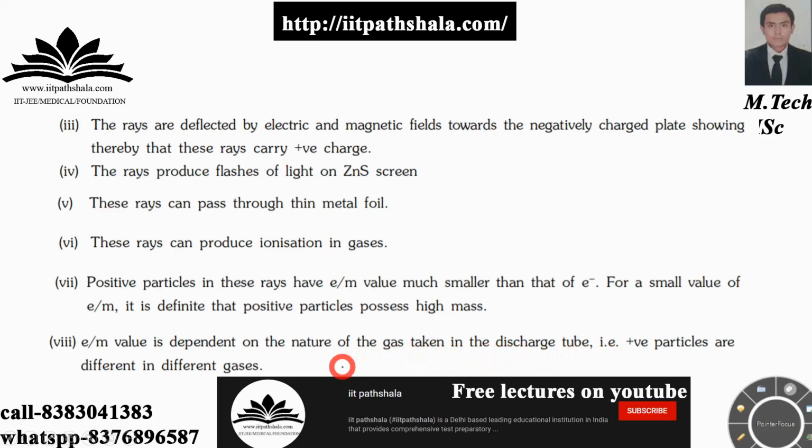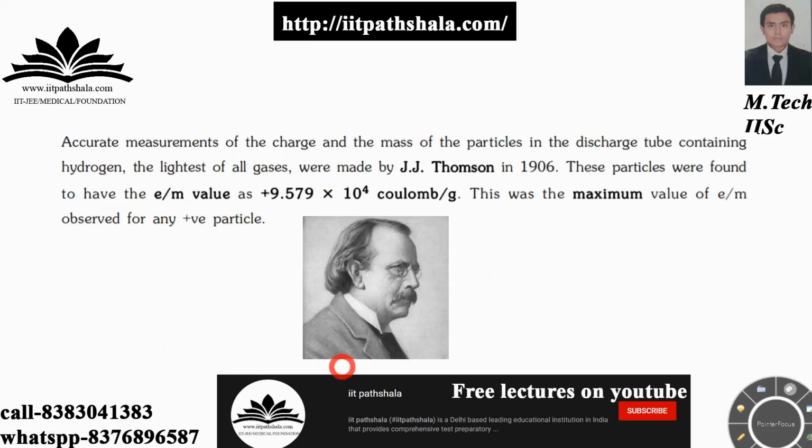You have to remember, unlike our previous case. Now, accurate measurement of the charge and the mass of the particle in the discharge tube containing hydrogen, the lightest of all gases, were made by J.J. Thomson in 1906. The particles were found to have an e/m ratio equal to 9.5 × 10^4 coulomb per gram.